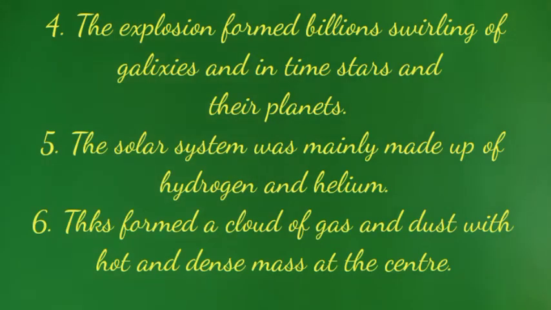Now this huge mass of gas was mostly made up of hydrogen and helium, which resulted in heat being produced. Yes, it was also made up of some other elements like oxygen, silicon and iron, but mostly of hydrogen and helium. Now this cloud of gas, which had heat and was dense at the center, started revolving and rotating as a part of a disk, or you can say a rotating disk.